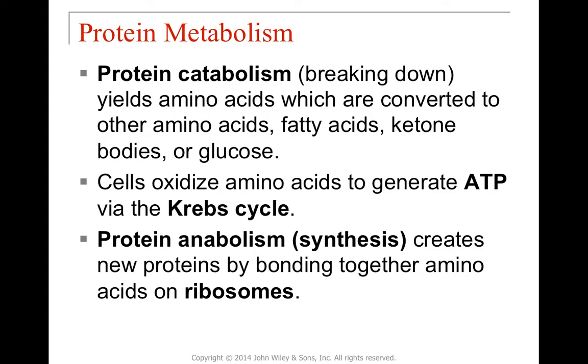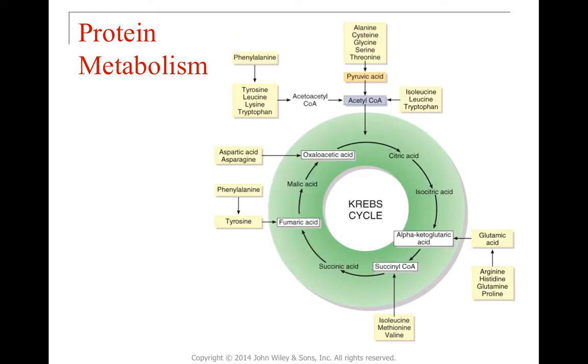Another thing that we can make out of those amino acids would be ATP. We do that by the Krebs cycle. We just talked extensively about that. And the synthesis of new proteins basically is creating a new protein from the building blocks of the old protein by binding together amino acids in a space called ribosomes.